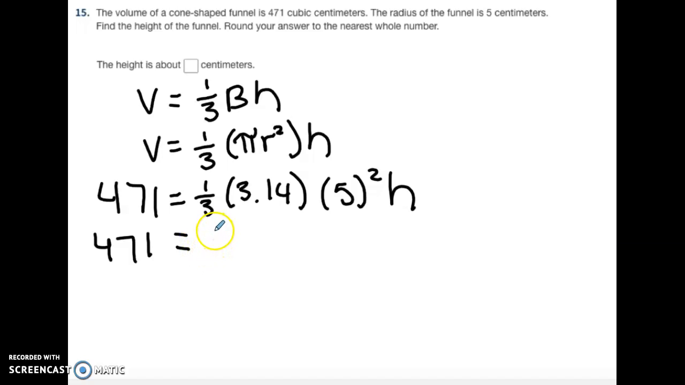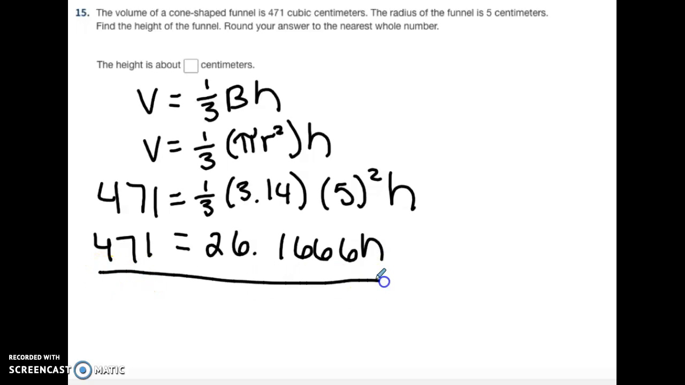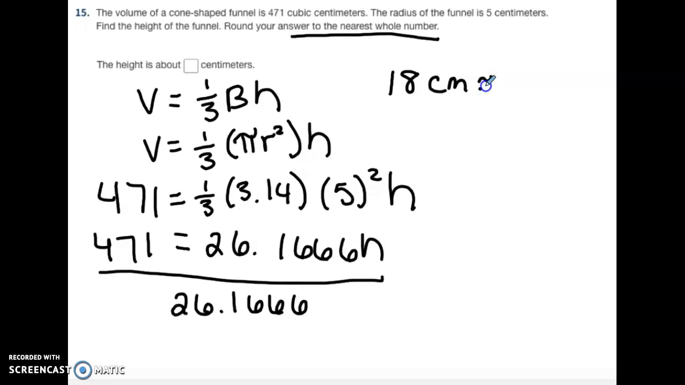And we get a long decimal, so again, I'm going to use 4 decimal places. So 26.1666 repeated. Divide both sides by 26.1666. 471 divided by 26.1666. Tells us to round to the nearest whole number. We get h, or the height, is approximately 18 centimeters.